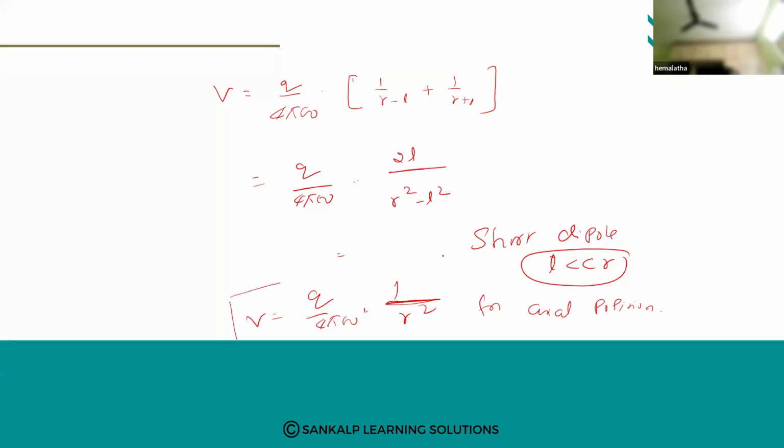Formula is like this. You have to take this as a constant. Finally, you have to arrive at the potential. That is the potential at a short dipole.